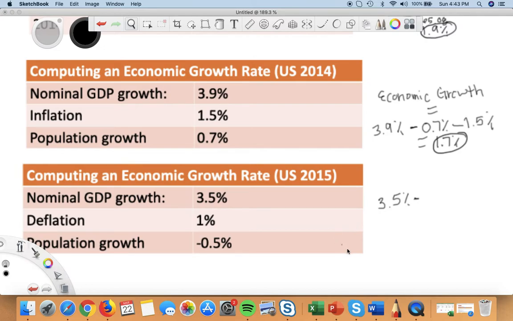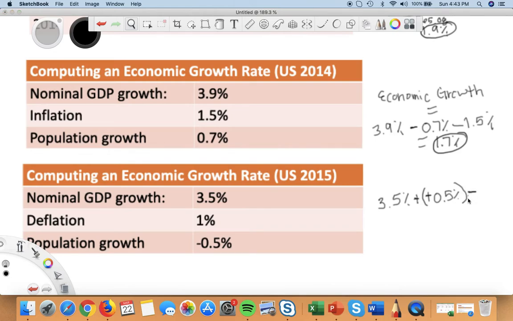We're going to subtract out the population growth. Now we're subtracting out a negative number for population growth. So that means the population actually shrank this year. So we're subtracting a negative number. That's the same thing as adding a positive number.